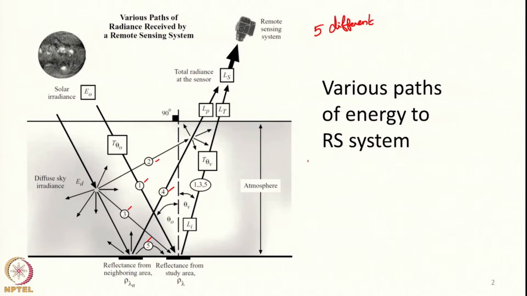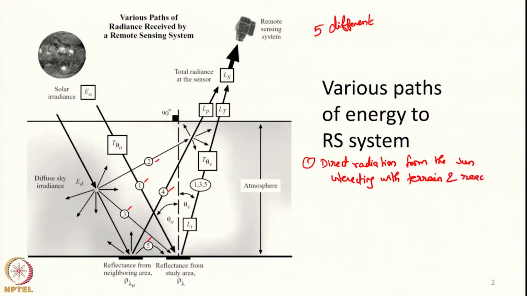First we will take path 1. Path 1 is the direct interest to us, that is the direct radiation from the sun interacting with the feature or interacting with terrain and reaching the sensor. So, this is path 1 which is of interest to us, that is the direct solar radiation that comes in, interacts with the terrain, collects information about the objects here, reaches the sensor.